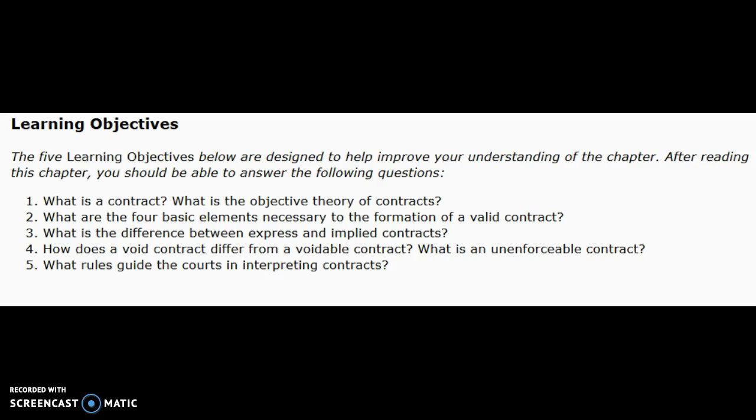The objective theory of contract will help us determine whether the promises made are actually legally binding, and it's based on 3 factors. And they are, first off, what the party actually said; two, how the party acted or appeared; and finally, the circumstances surrounding the transaction.